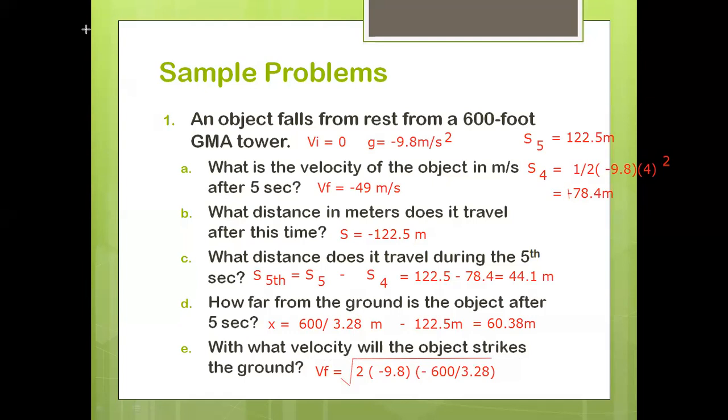Okay, then how much is our value there? Now, this is our equation because we used the last equation that we have initially in our sets of equations. So we end up with a negative 59.88 meters per second because the direction of the motion is downward.